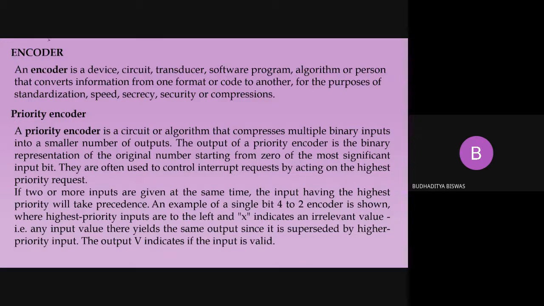Encoder is a device, circuit, transducer, software program, algorithm, or even a person that converts information from one format or code to another. For several purposes, it may be standardization, secrecy, speed, security, compression. Like this one, I told someone of you that I give you one binary number. You just convert the binary number to XS3 number. So he does it for me. So this person becomes the encoder. He actually encoded the binary information to the XS3. So one code to another code. Whatever the device is, if some device is able to convert from one format of data to another, it's called the encoder. Got it?